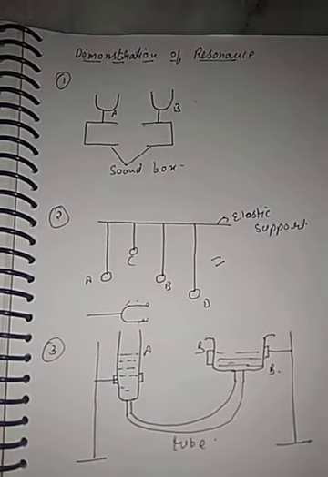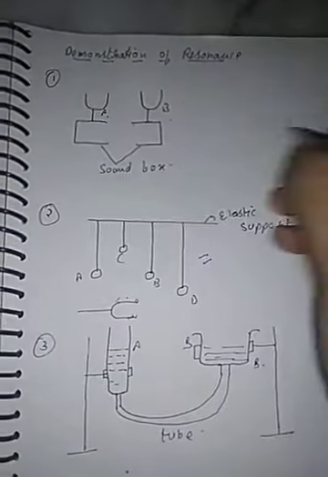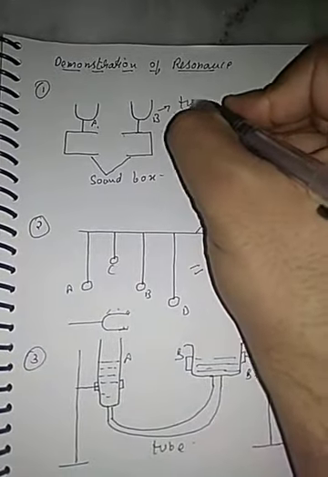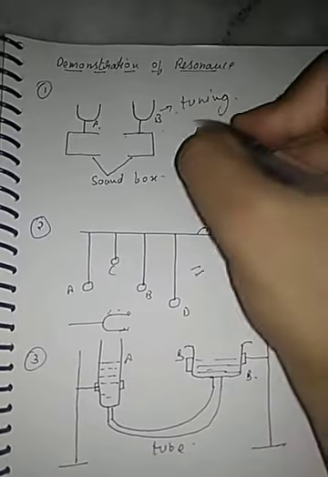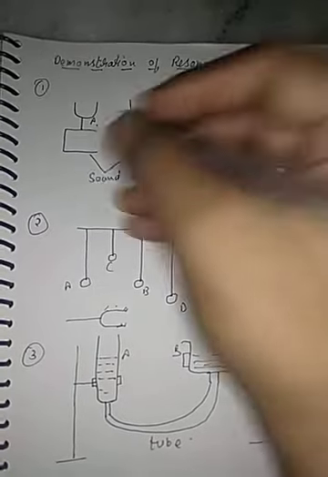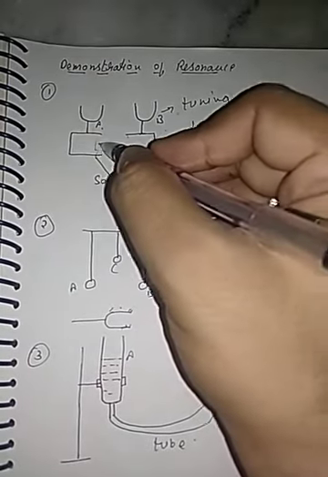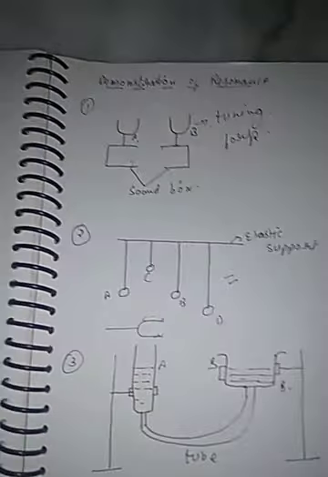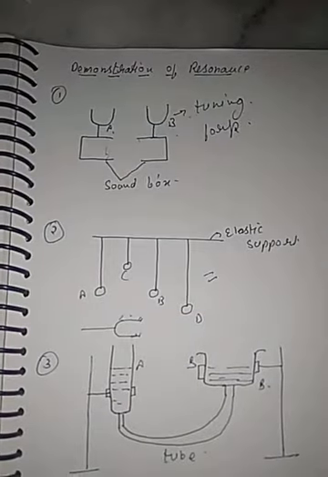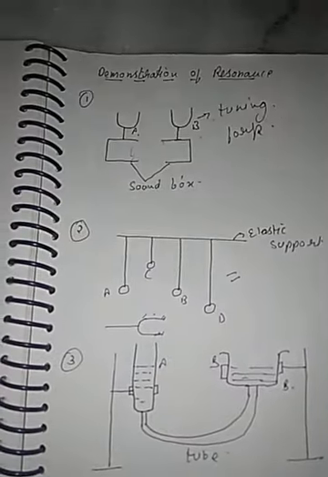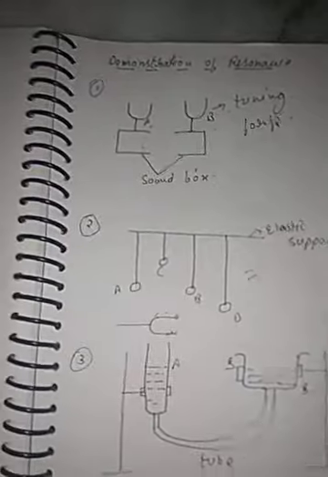The first one says that there are two tuning forks, A and B. What is it? It is a tuning fork. A is kept on a sound box, B is kept on a sound box. These two are hollow sound boxes whose open ends are towards each other. Clear? And they are separated by a small distance. Now, this is a very simple demonstration.